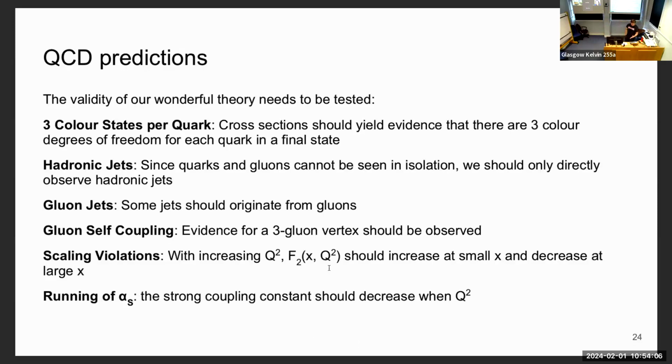So in terms of observables, according to the QCD predictions, we need to observe experimentally 3 color states per quark. That means if you do cross-section measurements, you should see the 3 color degrees of freedom for each quark in a final state.